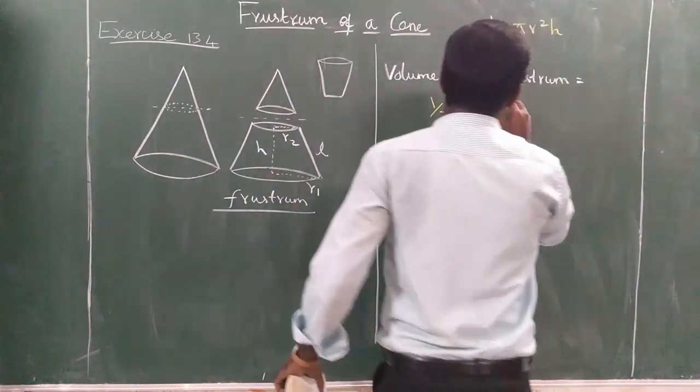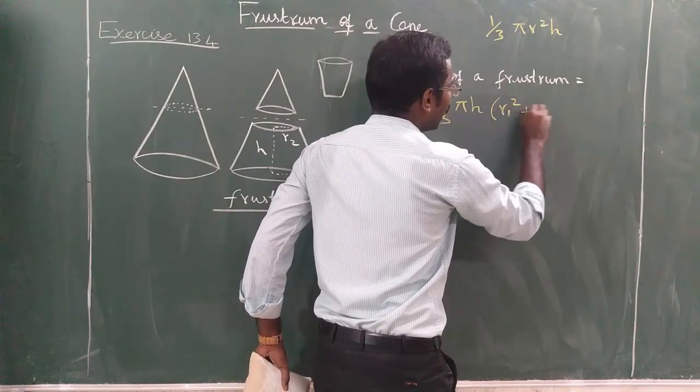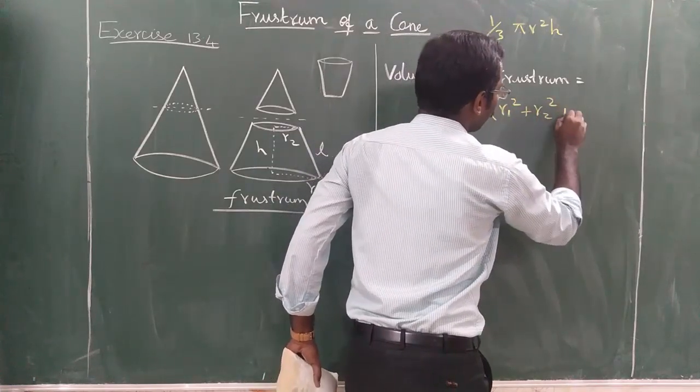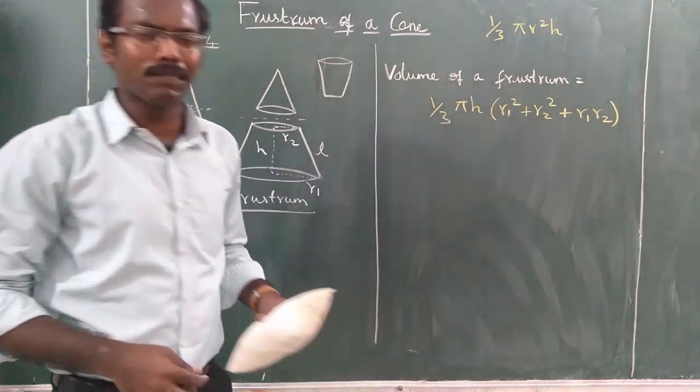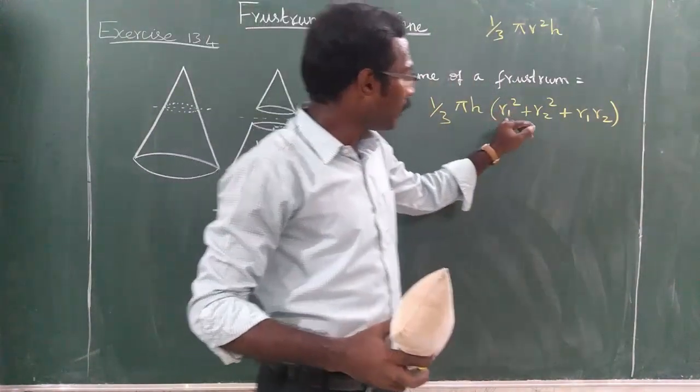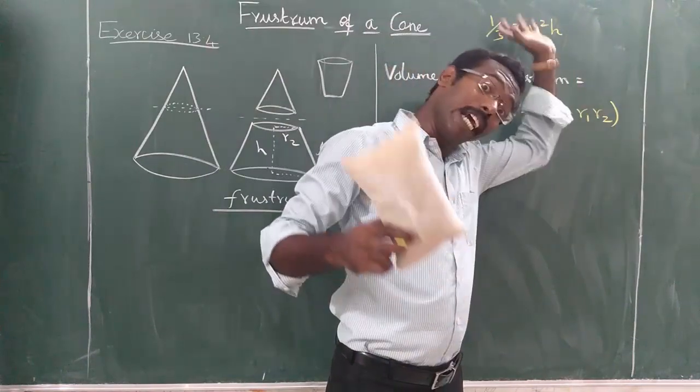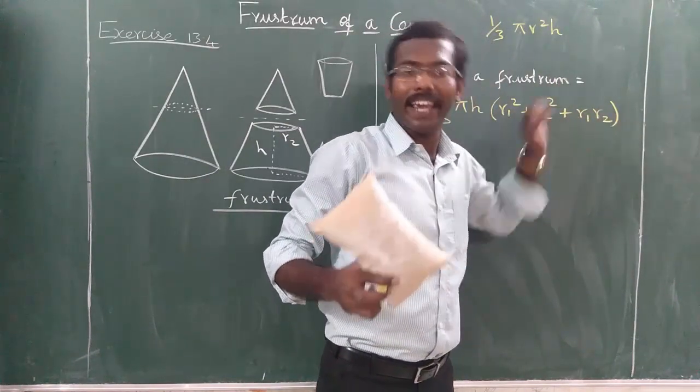So it will come like r1 square plus r2 square plus r1 into r2. It is almost like the (a plus b) whole square formula, where a square plus b square plus 2ab will come, but here simply ab.